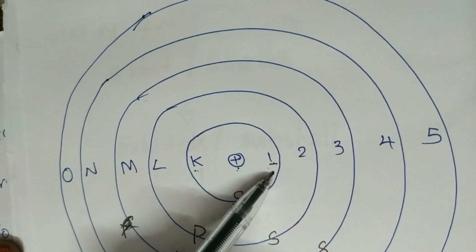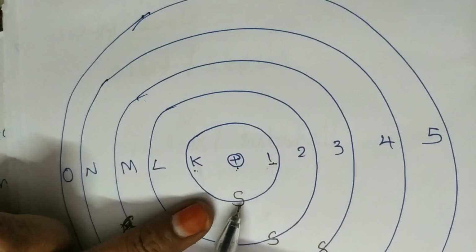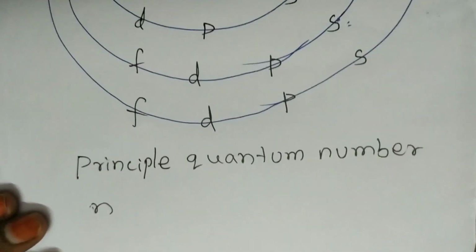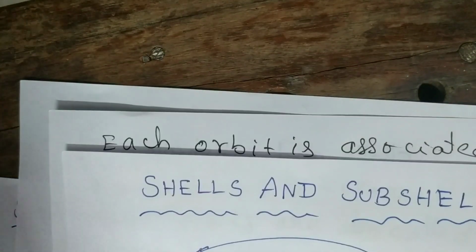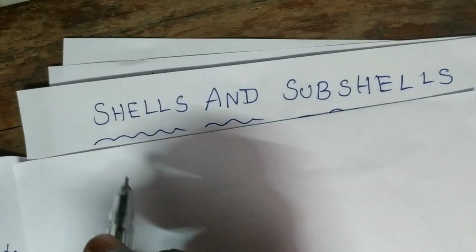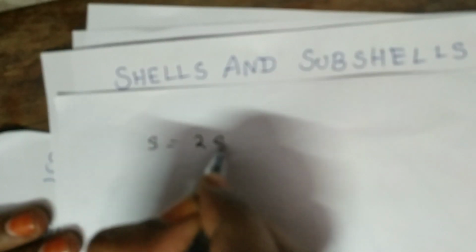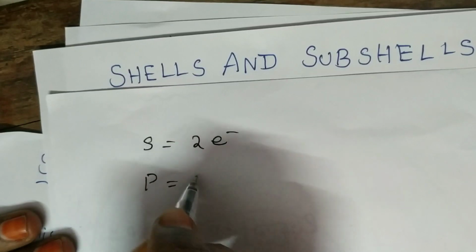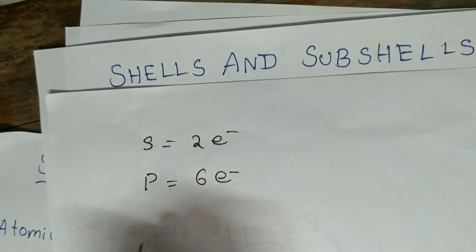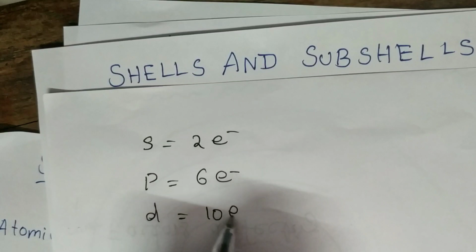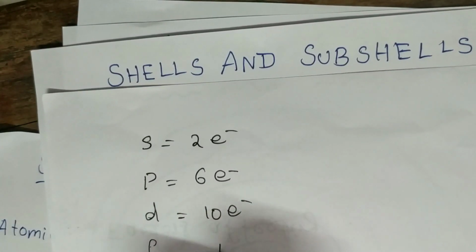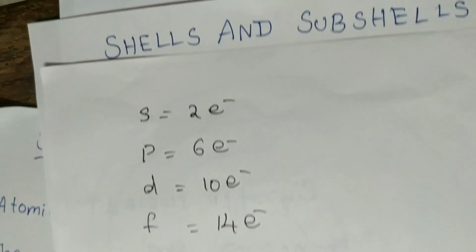Then this is the first shell. We have here the s orbital. S orbital can accommodate 2 electrons. P orbital can accommodate 6 electrons. D orbital can accommodate 10 electrons. F orbital 14 electrons. This is the maximum capacity of electrons that can stay in the orbitals.